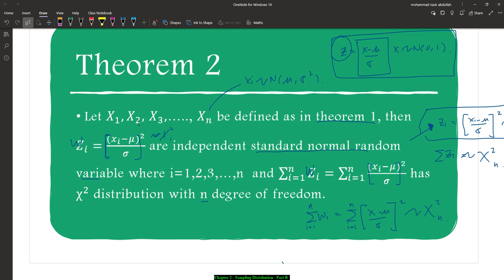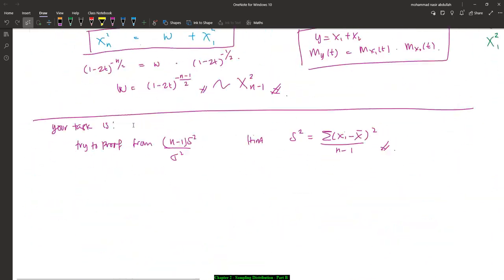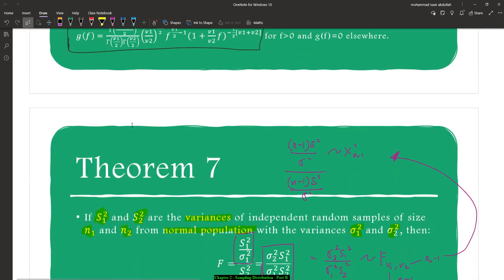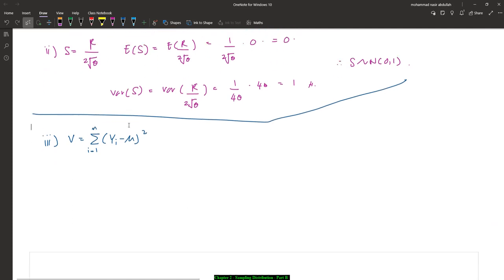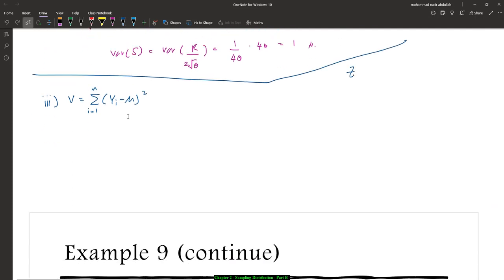Is having a chi-square with 1 degree of freedom, right? It's having a chi-square with 1 degree of freedom. So remember the Z distribution. Z is having x minus mu divided by sigma. So Z squared, x minus mu divided by sigma and then squared everything, is having a chi-squared with 1 degree of freedom. Kan? So ada kat sini kan.